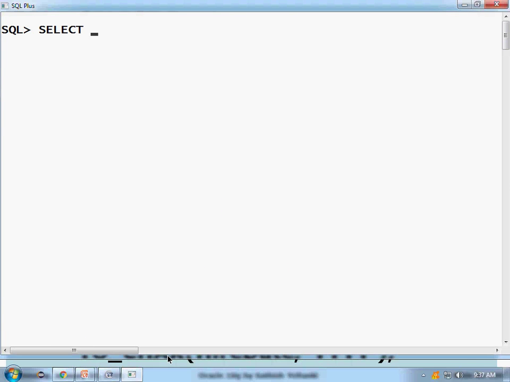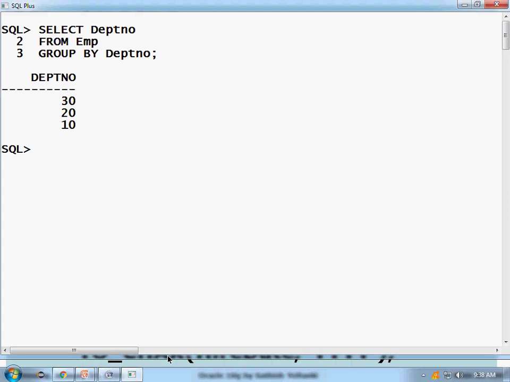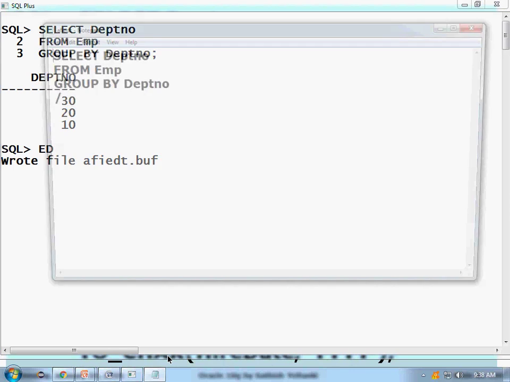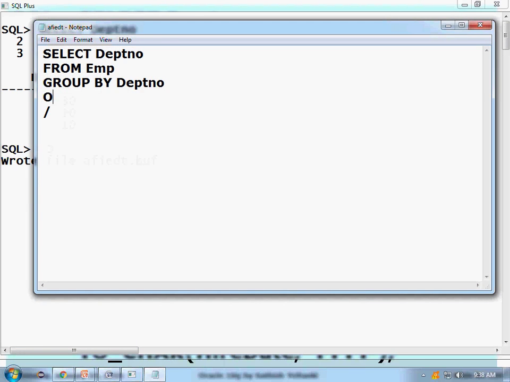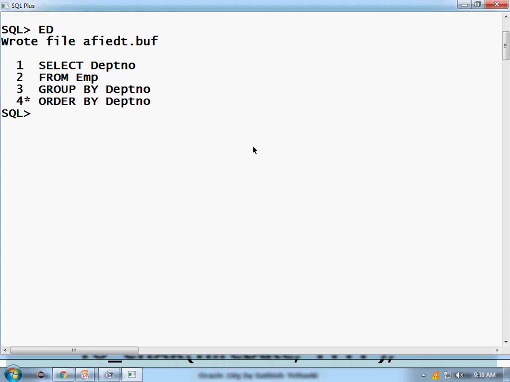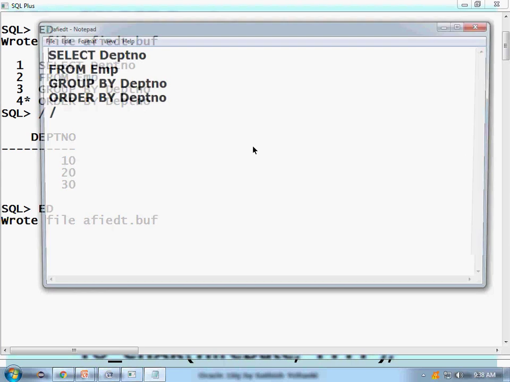Now, I am saying select department number from EMP, group by department number. Now I'm getting my groups identified, and on this I'm saying order by department number. Now I'm using my order by clause upon a column that is part of the table, and it is also part of the projection. So should it give me the output or an error now? It gives me an output, definitely 10, 20 and 30.